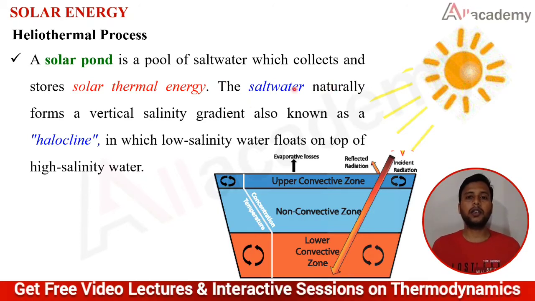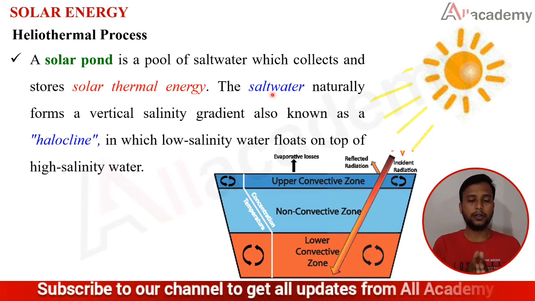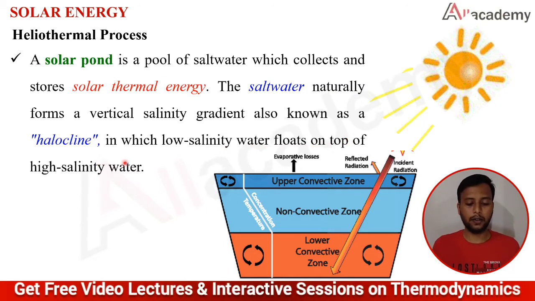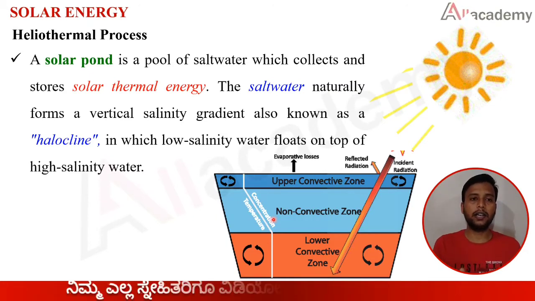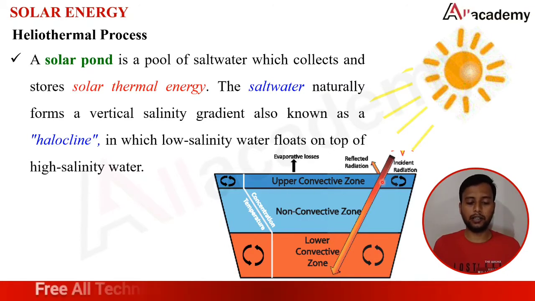Now the salt water naturally forms a vertical salinity gradient, which is also known as a halocline. We all know that naturally they will form the vertical salinity, in which the low salinity water floats at the top of the high salinity water. Salinity means the highly concentrated salt water will settle down, and the low salt content water will float at the top.